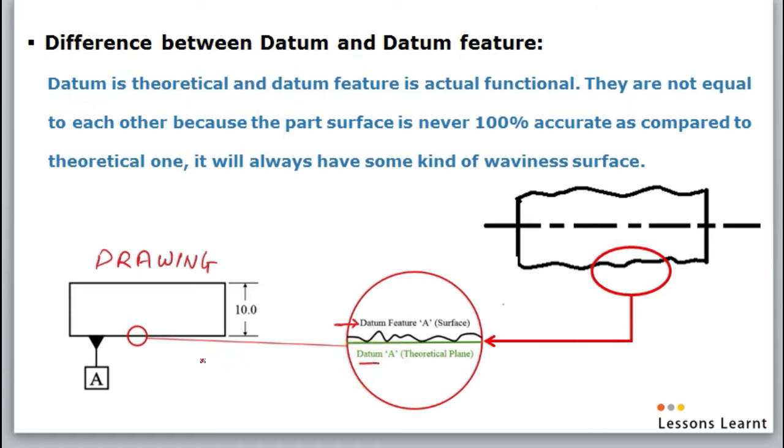Theoretically we can see on the drawing it is a straight line, but the datum feature, as we have seen in its definition, is the functional surface. The functional surface is never 100% accurate with respect to this theoretical one. So we can see the difference. The wavy surface is the datum feature, which is the functional surface, and the straight line is the theoretical datum, which is never 100% accurate with respect to the actual part.